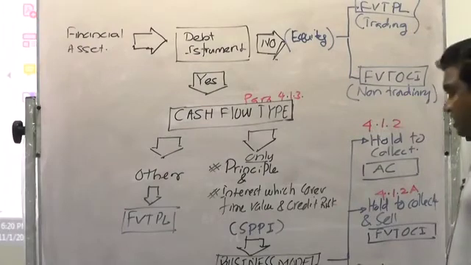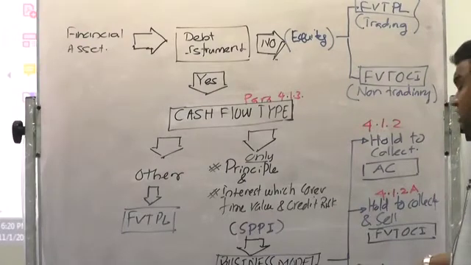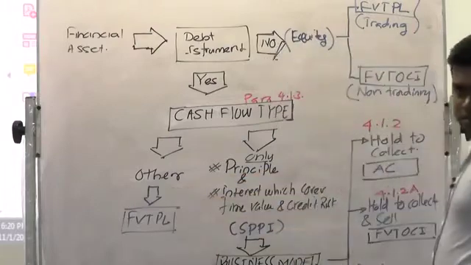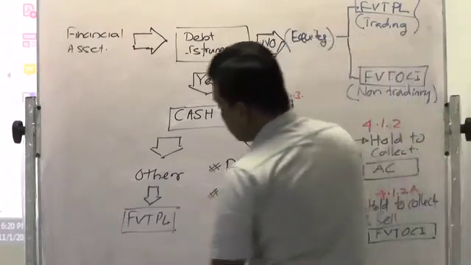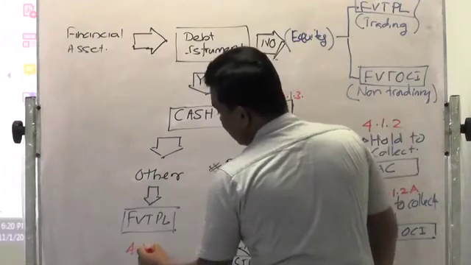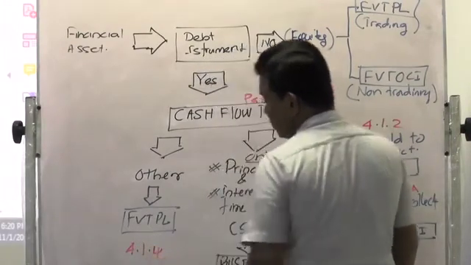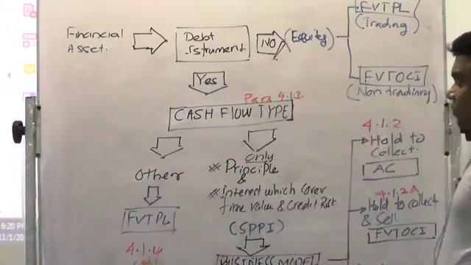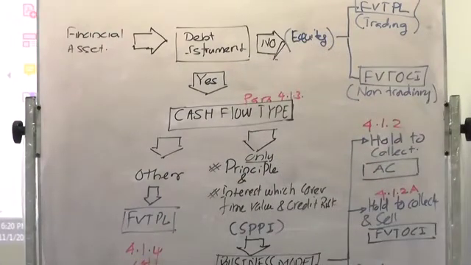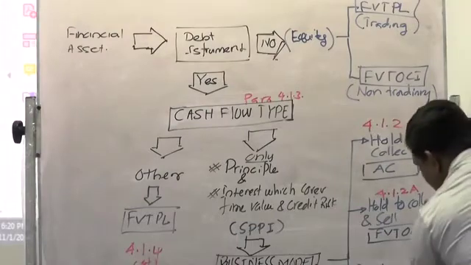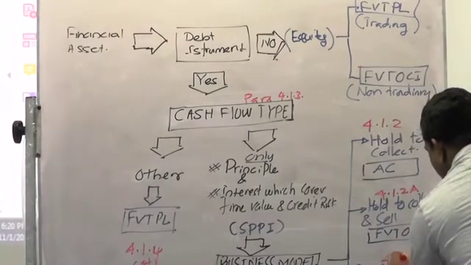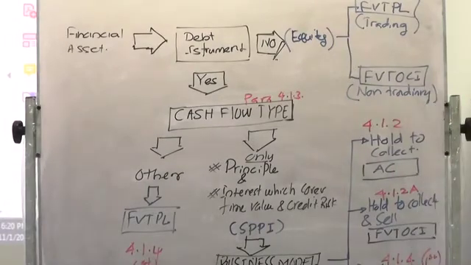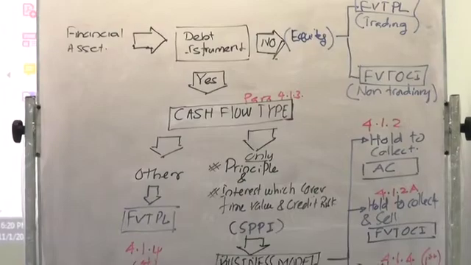If SPPI is satisfied but the business model is other, or SPPI is not satisfied, you will measure it at fair value through P&L, 414, first sentence. 412, 412A, 414 first sentence. Here also fair value through P&L, 414, first sentence. Is that clear?